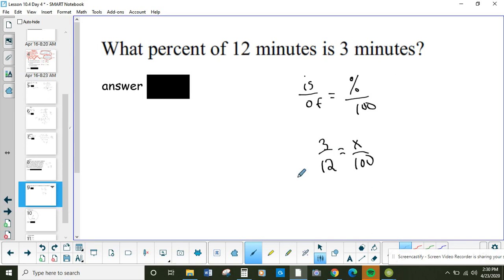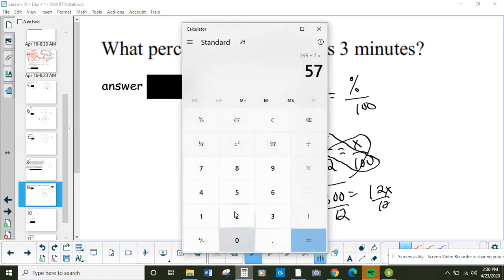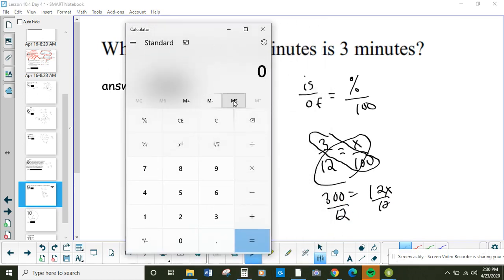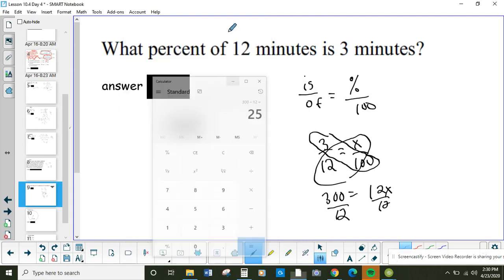3 is not going on top because it's smaller. 3 goes on top because it's the is. So I got 3 times 100 is 300 equals 12 times x, which is 12x. And divide by the coefficient. Break out the calculator. We go 300 division 12, and we get 25 of 25.